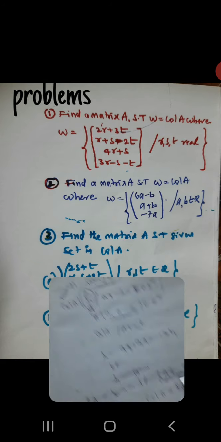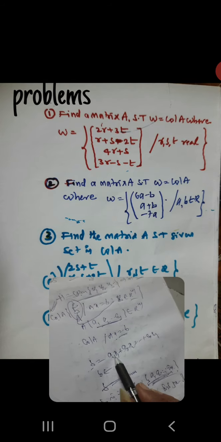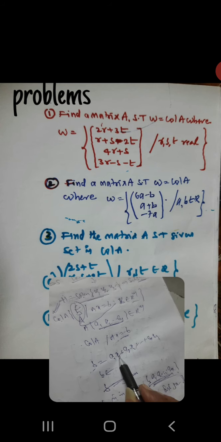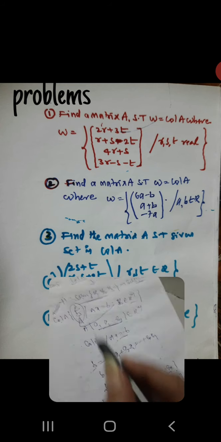When B is written as a linear combination of the column elements, then B is an element in Col A.